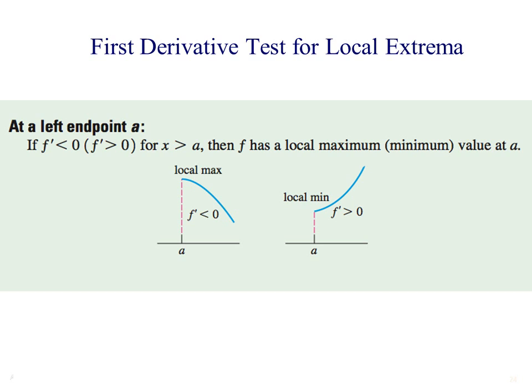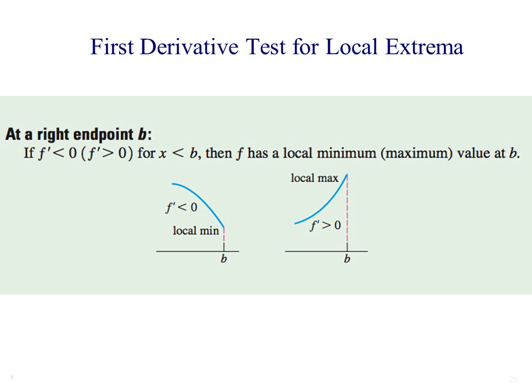Here is the first derivative test for local extrema for endpoints. If we have a left endpoint and its derivative is negative, that endpoint is a local or relative max. If we have a left endpoint and the derivative is positive, then that endpoint is a local minimum. For the right endpoint, these are opposite. If the derivative is negative, it is classified as a local minimum, whereas a positive derivative classifies the right endpoint as a local maximum.